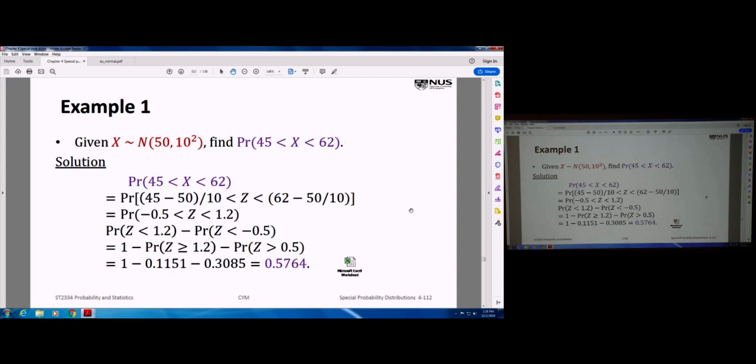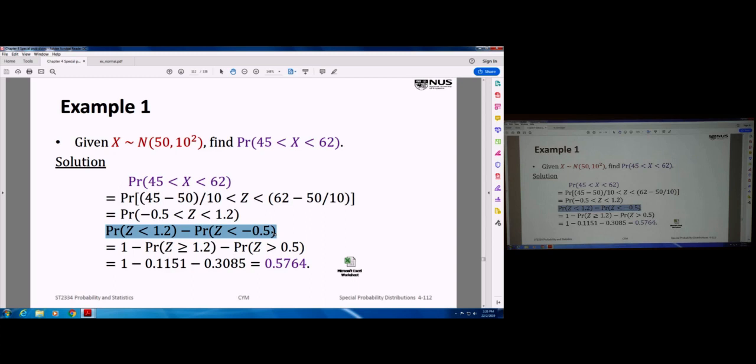So what this line is talking about, there should be an equal sign here, and you can forget about these numbers. This is not very helpful. So what this thing says is you compute the probability that Z is less than 1.2.